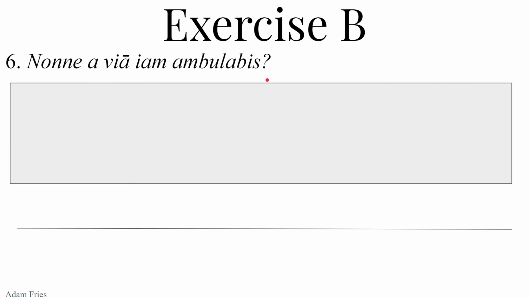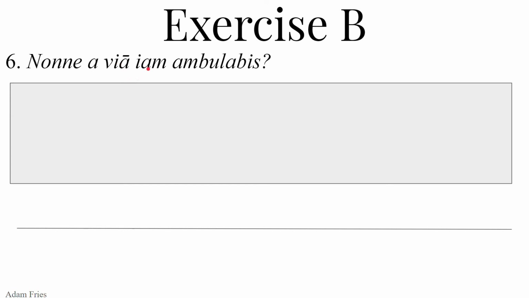Sexta, sententia sexta. Nonne a via iam ambulabis? So nonne, opposite of num, is expecting a yes answer. It's got a not right there. So it's future, so will you not do something? A, the preposition meaning from or away from. We're moving away from something in the ablative case. Via, feminine, road, street, or way. It's in the ablative. You can tell by the macron, via. So we're going from the road, from the street.